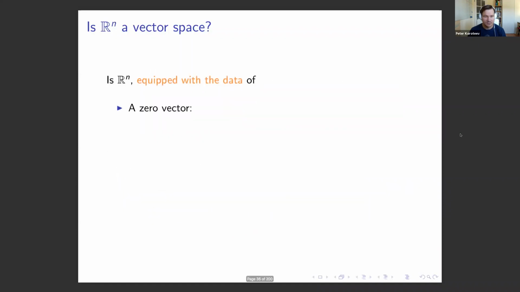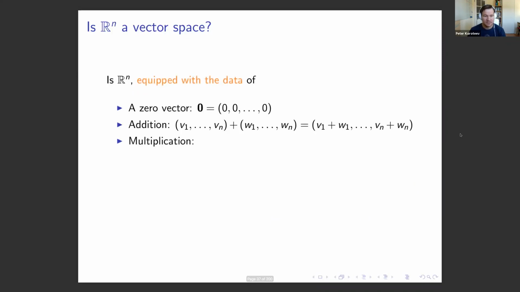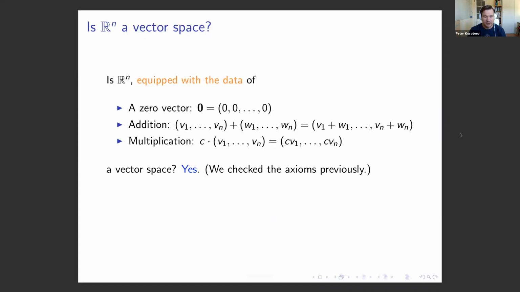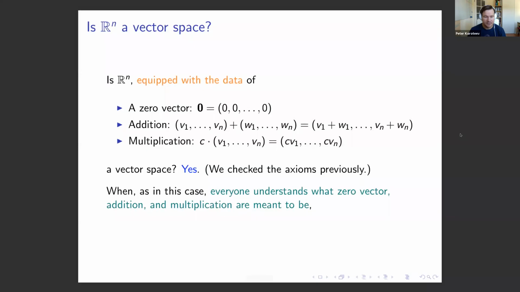So the 0 vector is the vector with n zeros. Addition works like this, multiplication works like that. Is this a vector space? Of course, that follows from the definition. That's what we just did. As in this case, everyone understands what the 0 vector, addition and multiplication are meant to be. They may not be mentioned explicitly, and then the structure of the vector space is naturally ascribed to the set. So Rn is a vector space, unless specified otherwise.